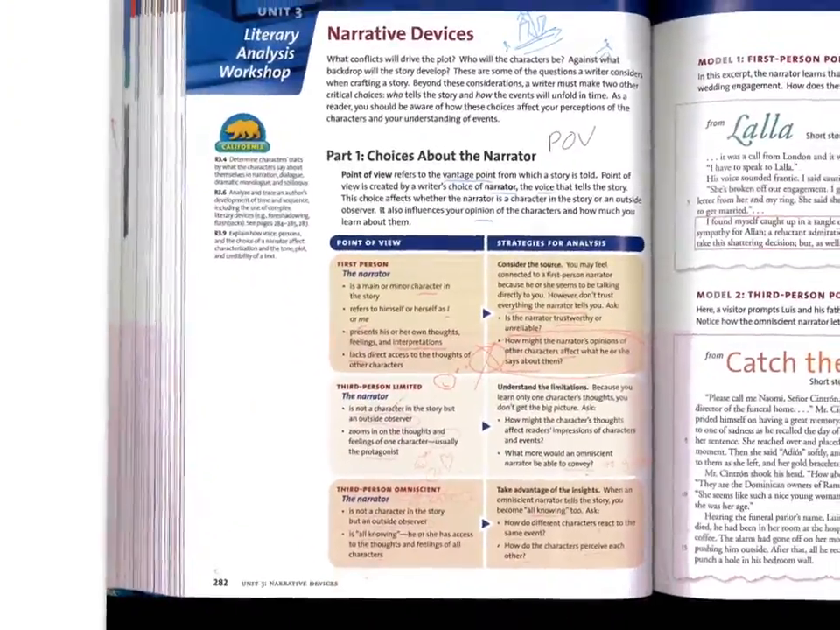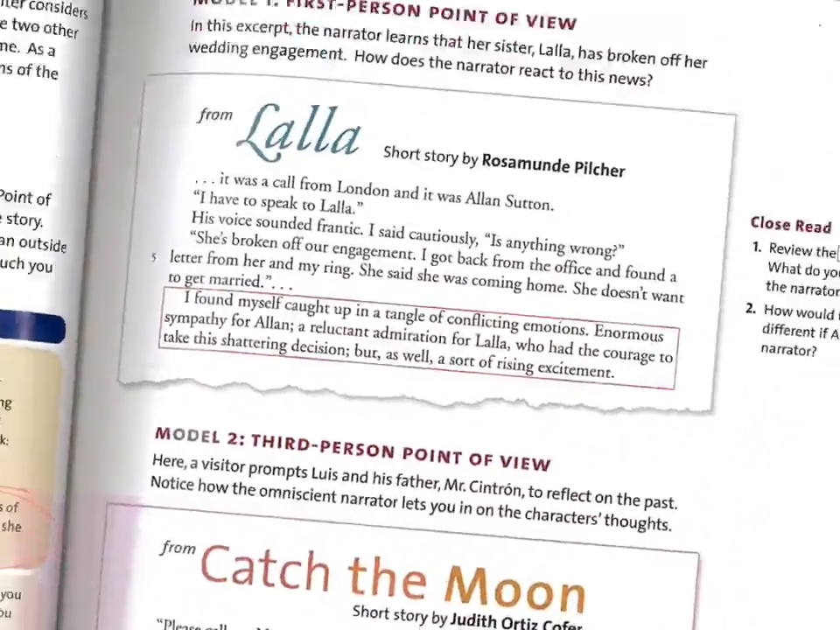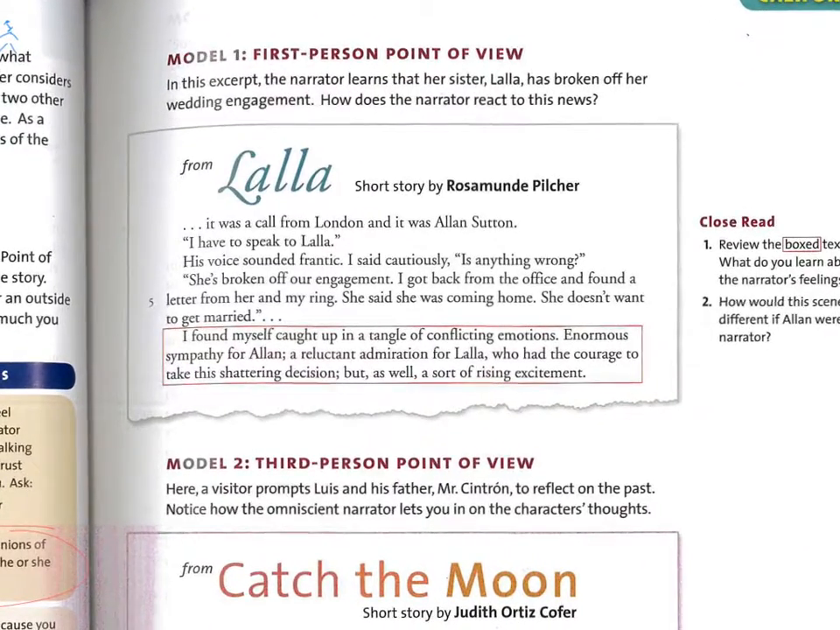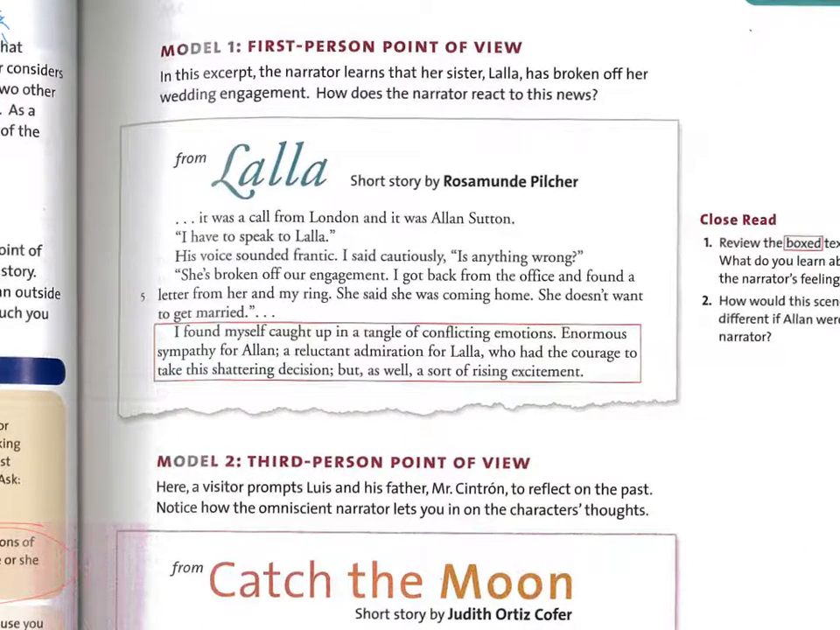Now that we have the background, okay, we're going to do some practice. Model 1. In this excerpt, the narrator learns that her sister Lala has broken off her wedding engagement. And broken off means that she's ended it. So no more wedding engagement. How does the narrator react to this news?